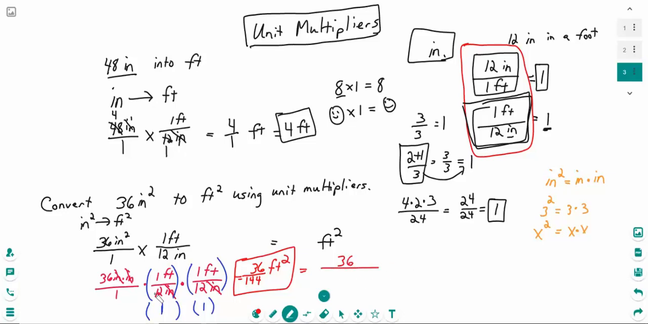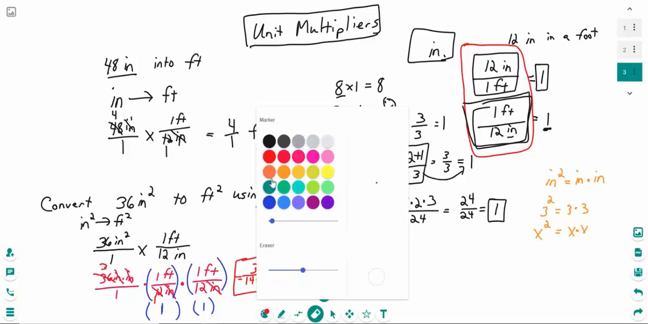and actually I should have pointed out, we could have cross-canceled this a little bit better. We could have crossed this out and said 12 can go into itself once, 12 can go into 36 3 times. That would have made our answer a little bit nicer. So maybe let's erase that here real quick. Get rid of this, and we'll just go back to it here.